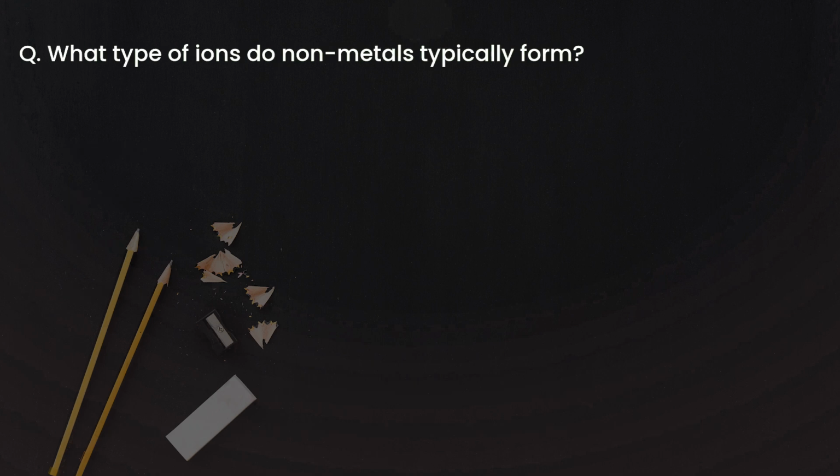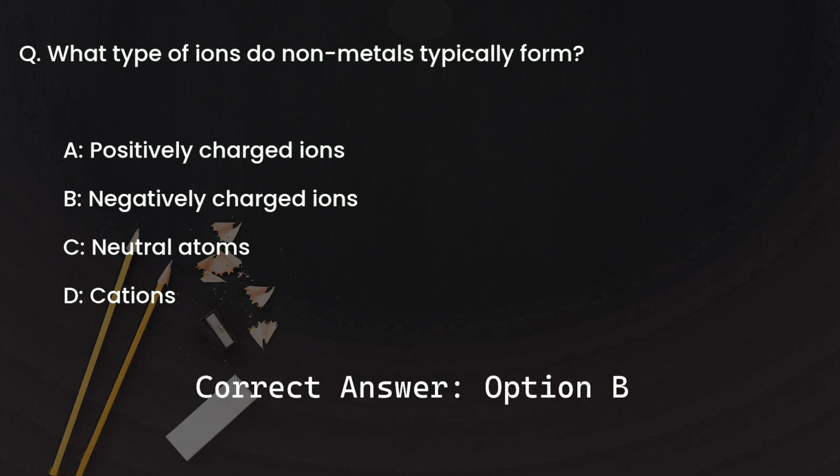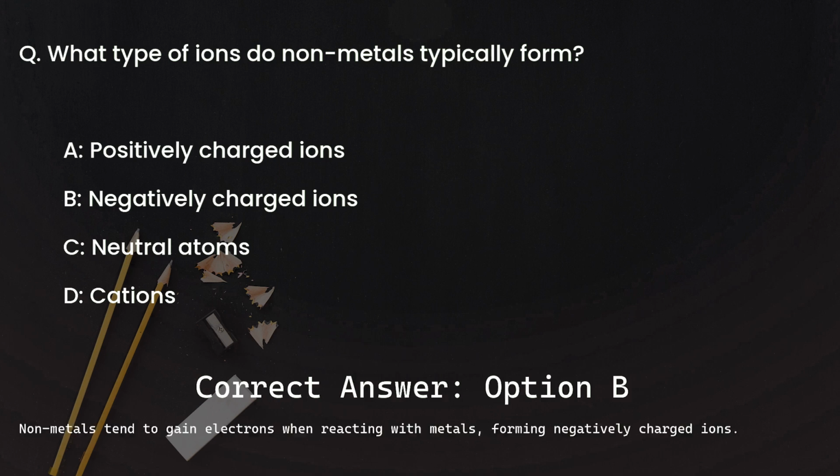Question: what type of ions do nonmetals typically form? Option A, positively charged ions. Option B, negatively charged ions. Option C, neutral atoms. Option D, cations. You have 5 seconds to answer the question. The correct answer is option B, which is negatively charged ions. Nonmetals tend to gain electrons when reacting with metals, forming negatively charged ions.